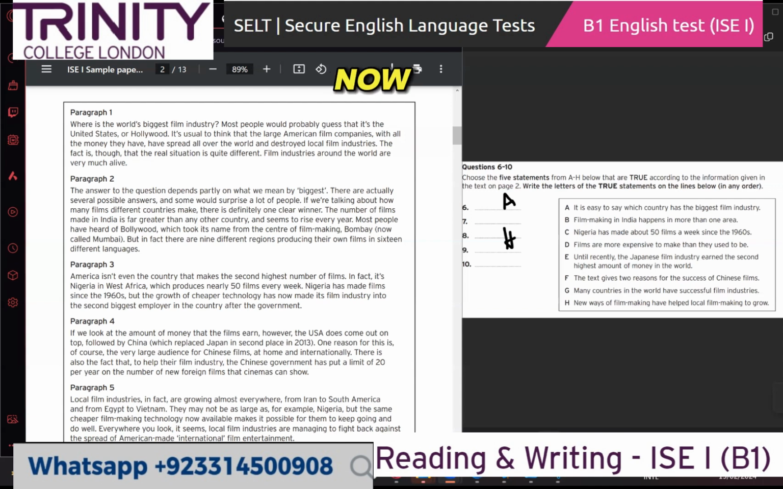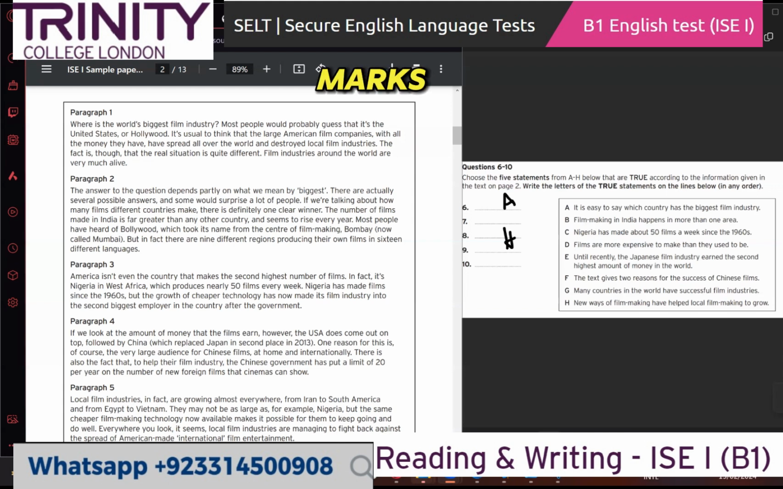Okay, now I write E. Films are usually more expensive to make than they used to be. Now this is false, because it's cheaper. With cheaper technology, it's easier. Until recently, the Japanese film industry earned the second highest amount of money in the world. That is true.